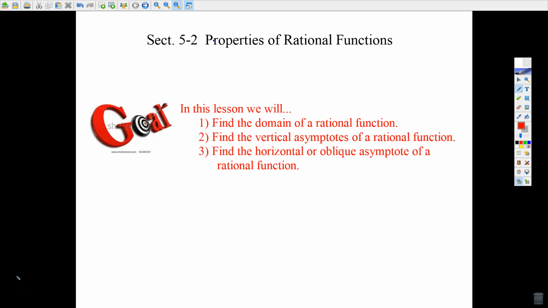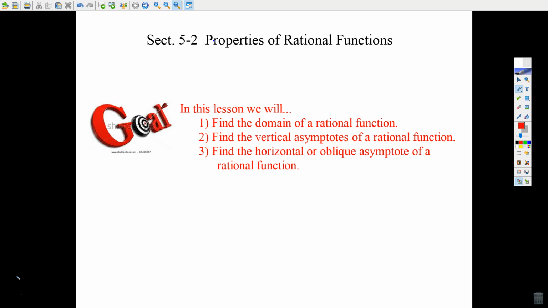All right, so today we're going to take a look at a topic in Chapter 5. This whole chapter deals with rational functions, and you can see there with our objectives, we're going to first determine the domain of a rational function. Rational, just think of the word fraction. These are functions that are in fraction form.